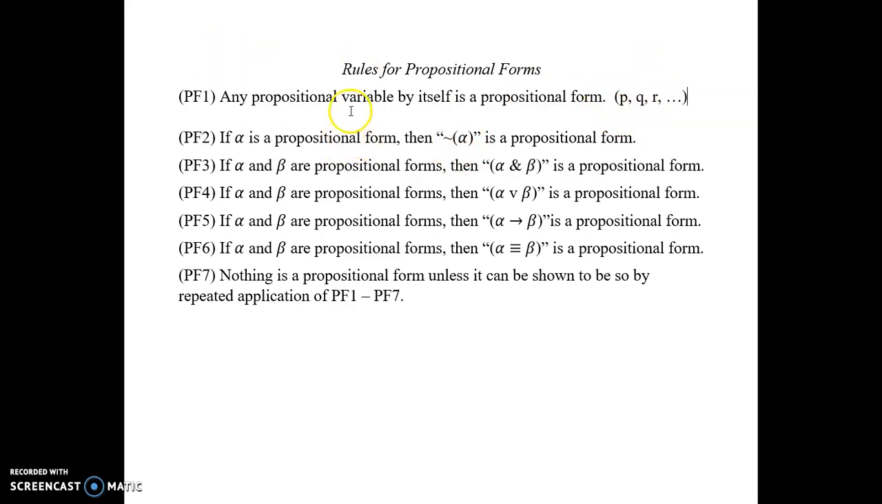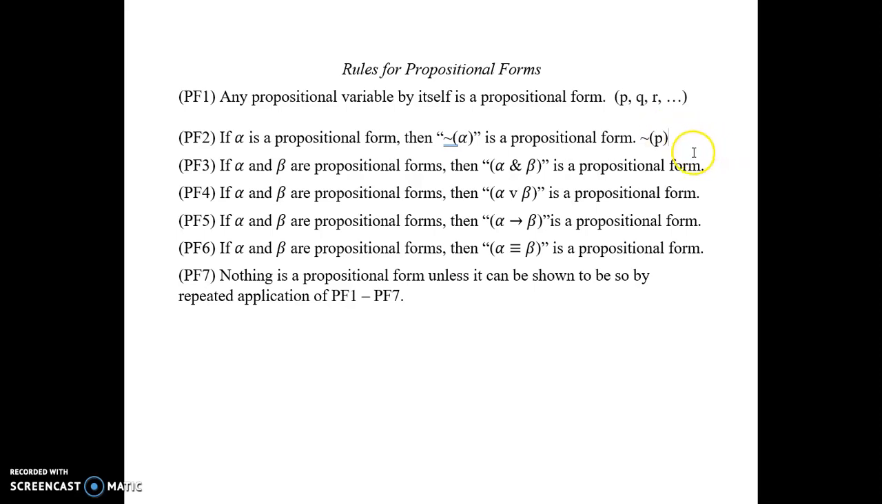Now, given a propositional form, call it alpha. If alpha is any propositional form, you have to start with one of these. So suppose it's a little lowercase p. Then putting the negation symbol in front and surrounding the whole thing in parentheses is a propositional form. So for example, if you've got this as a propositional form, then by PF2, propositional form 2, you can make this a propositional form. It would be like that. This would be a propositional form.